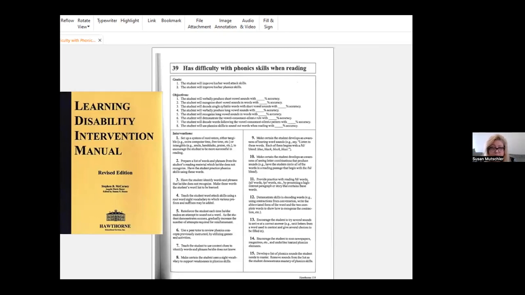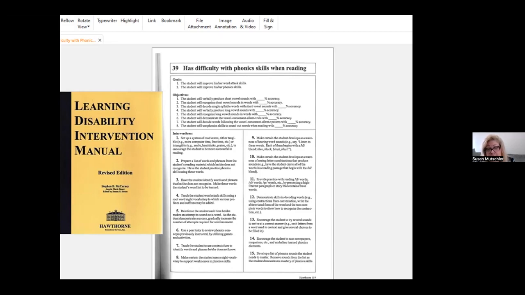Since we're talking about some learning challenges, I had mentioned this book in our last session, the Learning Disability Intervention Manual. And I had mentioned that it has 88 different checklists. So I just think this is a great tutor support book. And I have a lot of these scanned up. I've shared a couple with you in the share drive.